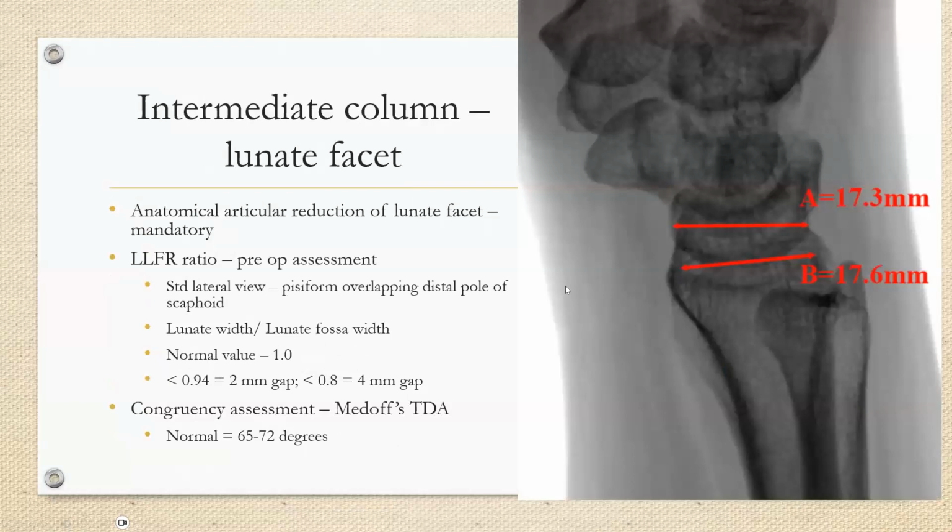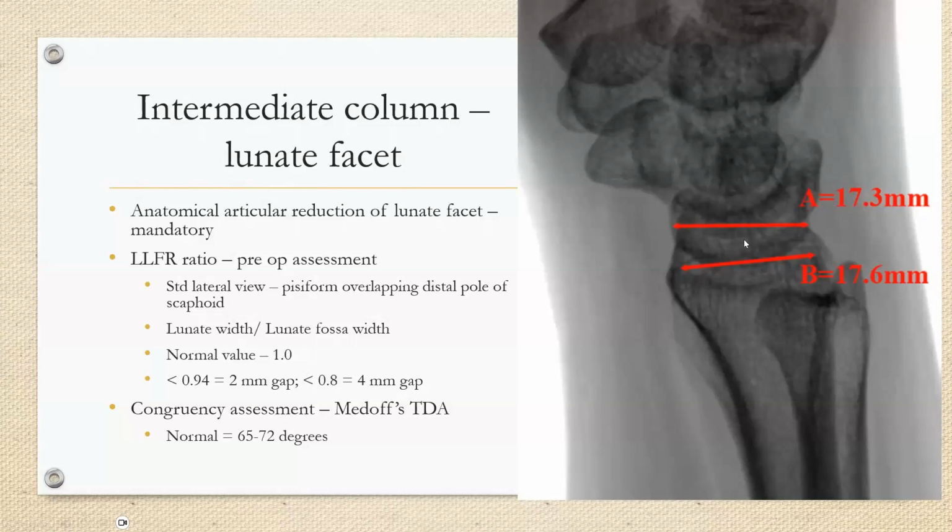So, a quick point to be kept in mind while intraoperatively reconstructing the distal radius is that we should aim for anatomical reduction of the intermediate column, that is the lunate facet, even if not for the radial column. A few points to be kept in mind is the LLFR ratio, that is nothing but the lunate to the lunate fossa ratio. This is basically to make sure we attain congruence, for both pre-op assessment as well as intra-op assessment, to make sure we achieve adequate reduction.